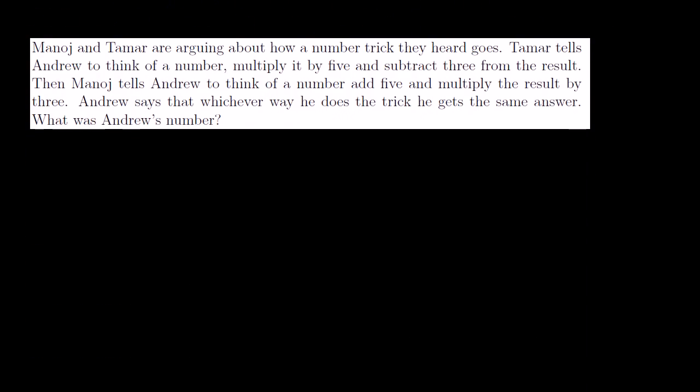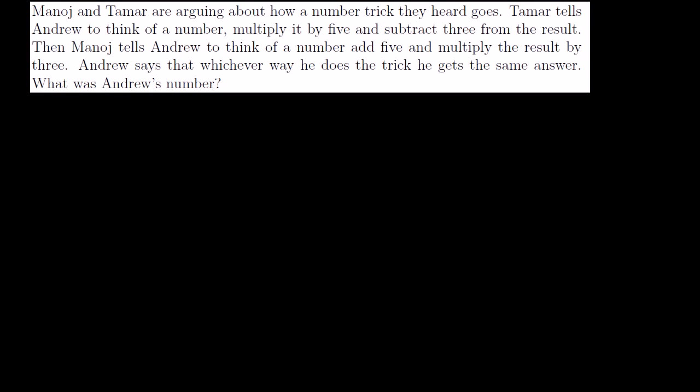Let's do a word problem now that we're warmed up. All right. It says, Manoj and Tamar are arguing about how a number trick they heard goes. Tamar tells Andrew to think of a number. Let's say that x is the number that Andrew thinks of. X, think of a number, multiply it by 5. So this is what Tamar is saying.